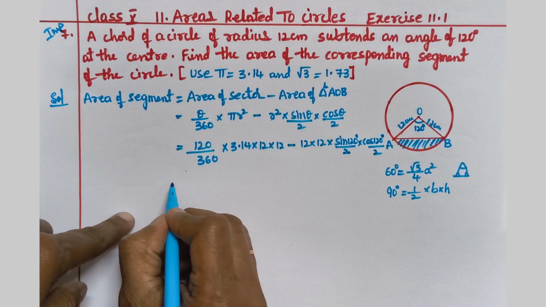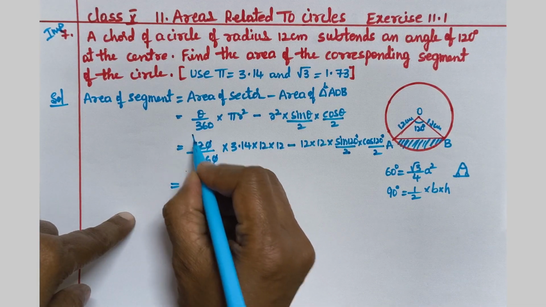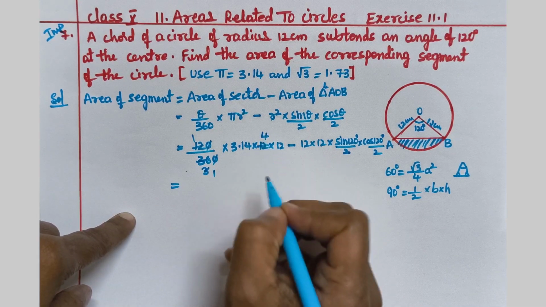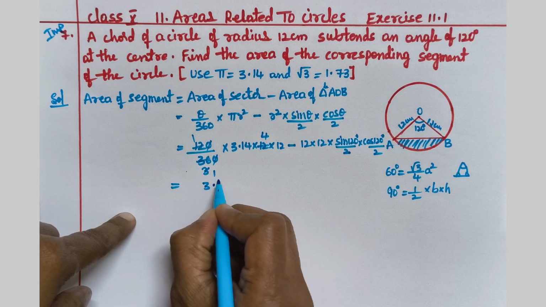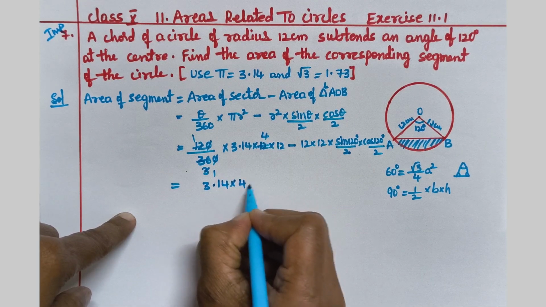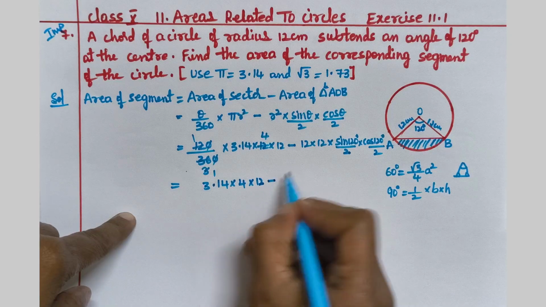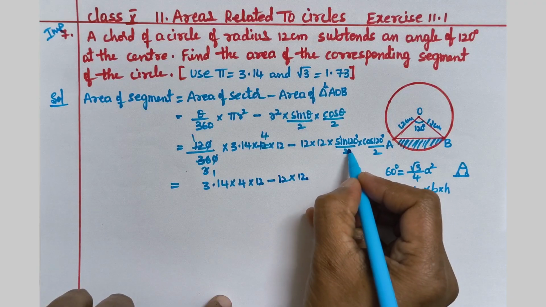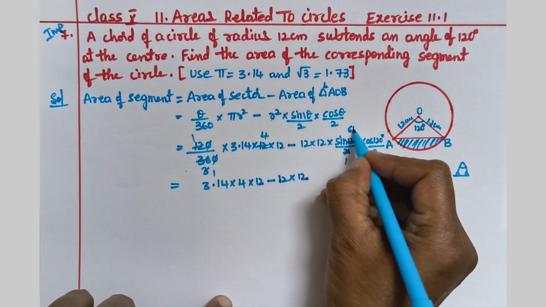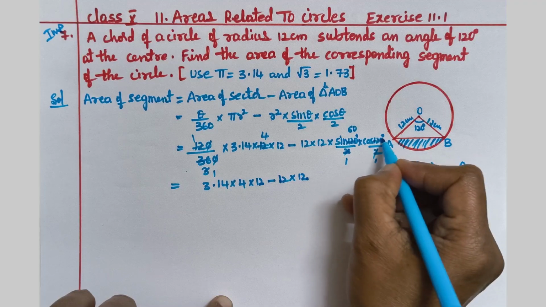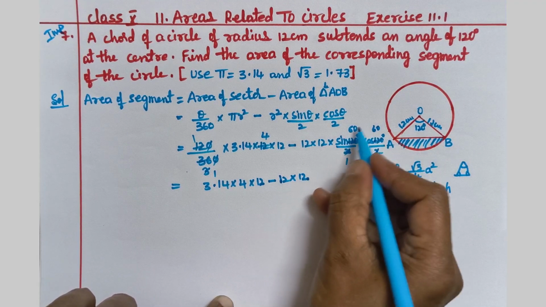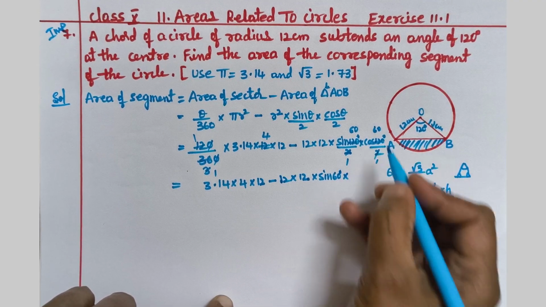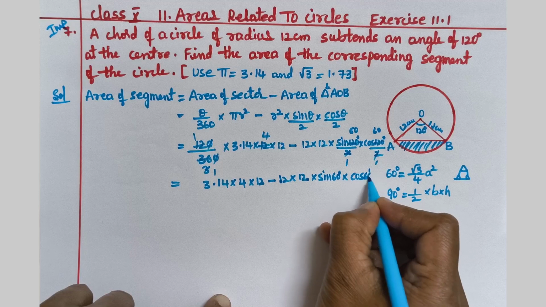Now see here, are there any cancel chances? Zero, zero cancel. 12 ones are 12, 12 threes are 36. Next 3 ones are 3, 3 fours are 12. So here what remains? 3.14 into 4 into 12. Next, 12 into 12. Any cancel chances? 2 ones are 2, 2 sixes are 12, so 60 degrees. Here sin 60 remains, and cos 60 degrees remains. Carefully do it.